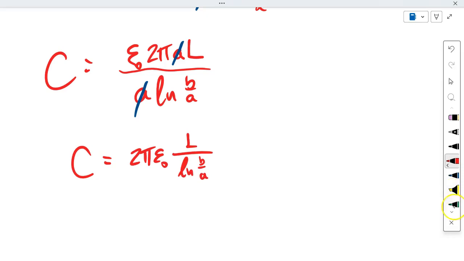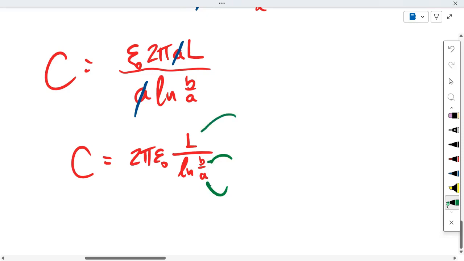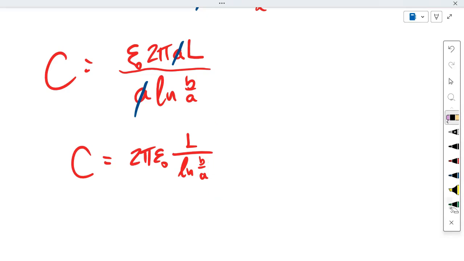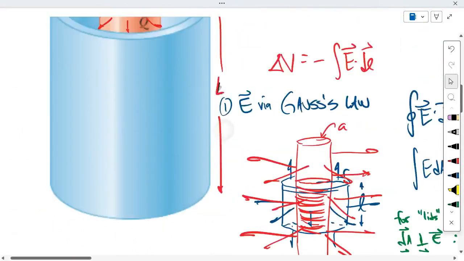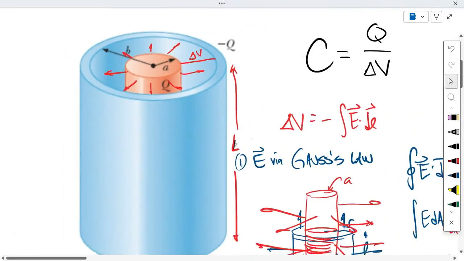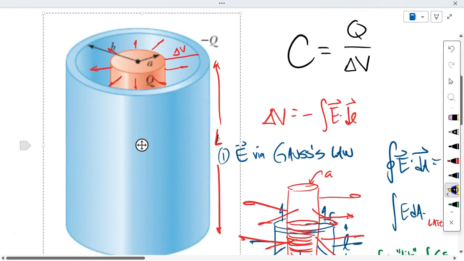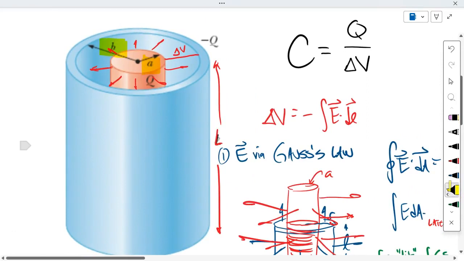And like we said, a capacitor's capacitance depends on its physical characteristics. These are the radii of the inner and outer conductors. That's the length of the whole thing. And the rest of it is constants. Now, if I wasn't clear enough, I've been in a bit of a rush, these B's and A's are here: inner radius A, outer radius B. Could have done a better job at that.